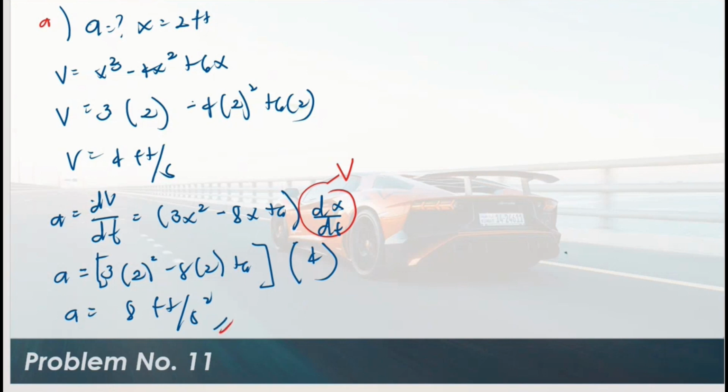Now, we are asked to find the value of the acceleration when t is equal to 2. So yun lang. So we just computed for the velocity because we don't have any value of the acceleration yet. But we have given the equation of the velocity, and we know the relationship of the velocity with respect to time, that is the acceleration.